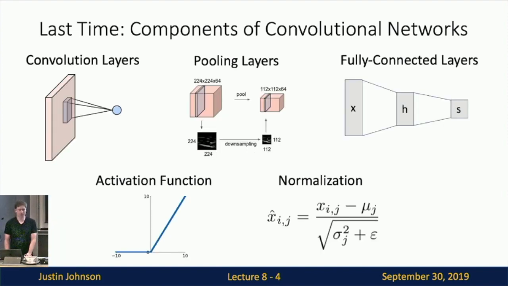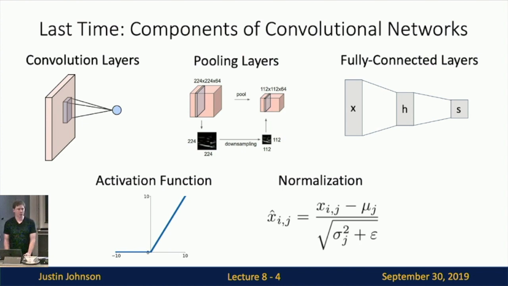So in the last lecture, we left off talking about convolutional networks. In particular, we talked about these different building blocks that we can use to build up convolutional networks. And we saw that convolutional neural networks are just neural networks that are built up of convolution layers, pooling layers, fully connected layers, some activation function, probably ReLU, and some normalization layer, often batch normalization.